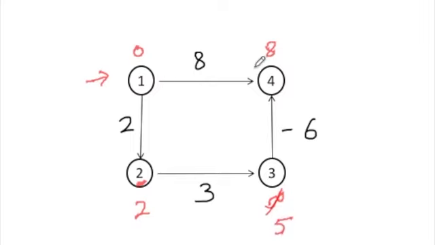That's all. Now the remaining vertices are 4 and 3. Out of these, this is 8 and this is 5. So I select 5. I'll select this vertex. Now let us see, is there any shorter path from here? 5 minus 6 is minus 1. So this is 8, change it to minus 1. Now the remaining vertex is 4. So I select this vertex and its path is minus 1. That's it. So if there is a negative edge, it's working perfectly.